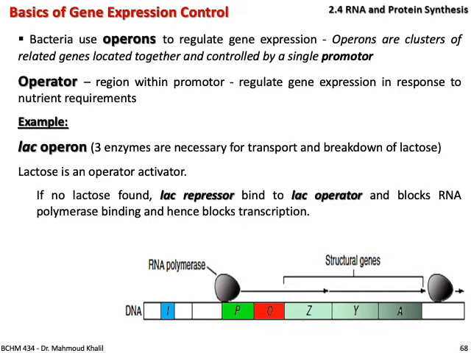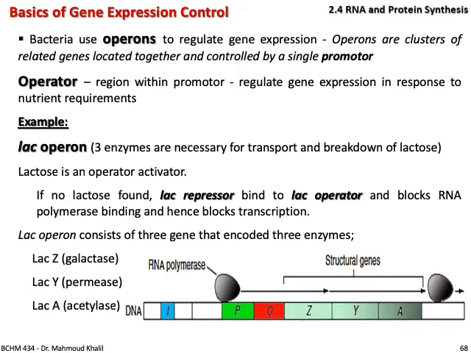So the lactose molecule is an operator activator which switches on the lac operon. If no lactose is found, the lac repressor binds to the lac operator and blocks the RNA polymerase binding and hence blocks transcription. In other words, the lac repressor, once bound to the red region, the lac operator, will block the RNA polymerase from moving on the gene to transcribe. The lac operon consists, as we said, of three genes: lacZ for galactosidase, lacY for permease, lacA for acetylase.